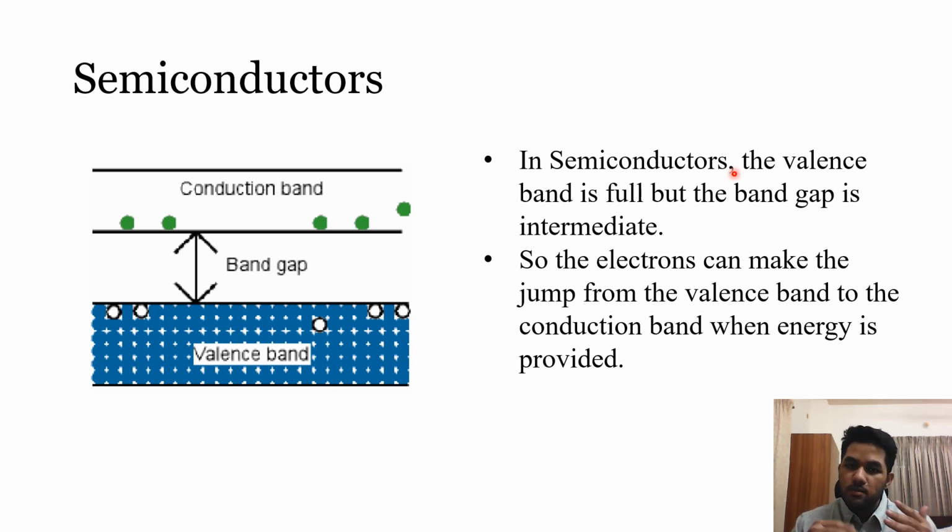But in semiconductors, there is an energy level of the band gap which we must overcome to move from the valence band to the conduction band. So the electrons can make the jump from the valence band to the conduction band only when we provide some kind of energy. This energy can be in the form of heat, or we can apply an electric field which causes the movement of electrons.